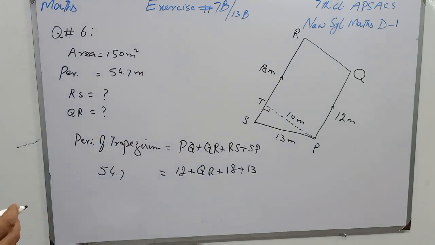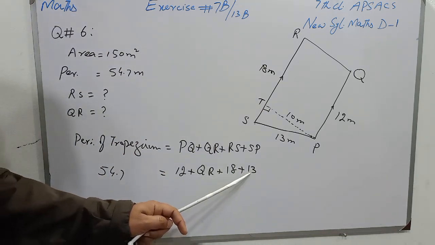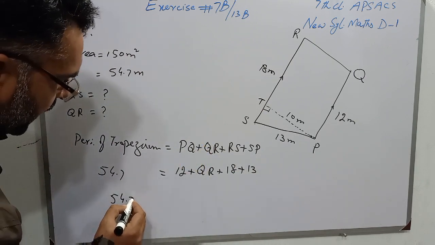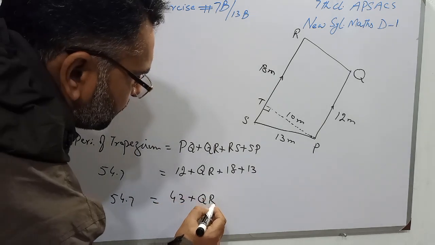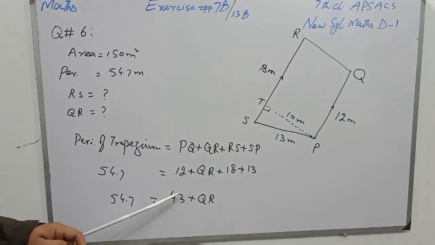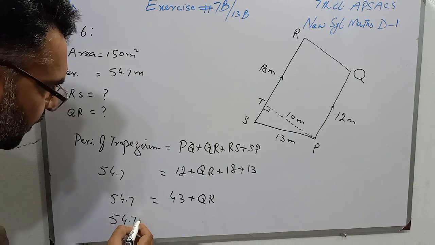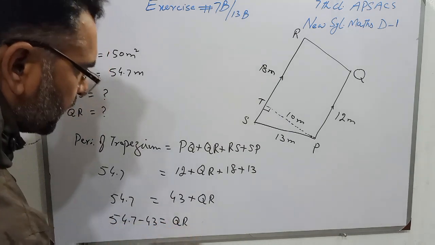Now students, 12 plus 18 means 30, 30 plus 13 means 43, so 54.7 is equal to 43 plus QR, and 43 is plus on the right side. When I transfer it to the other side, it will become minus, and 54.7 minus 43 is equal to QR.